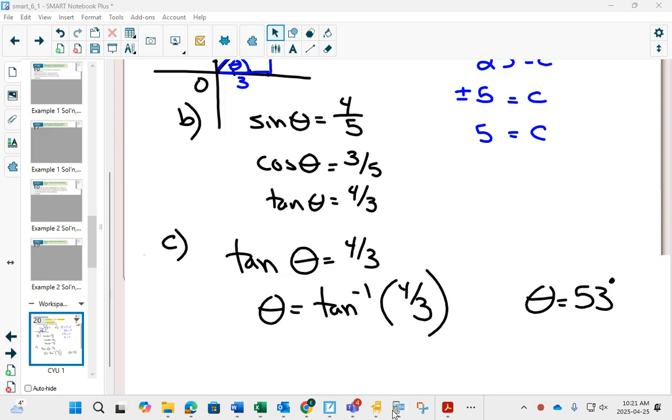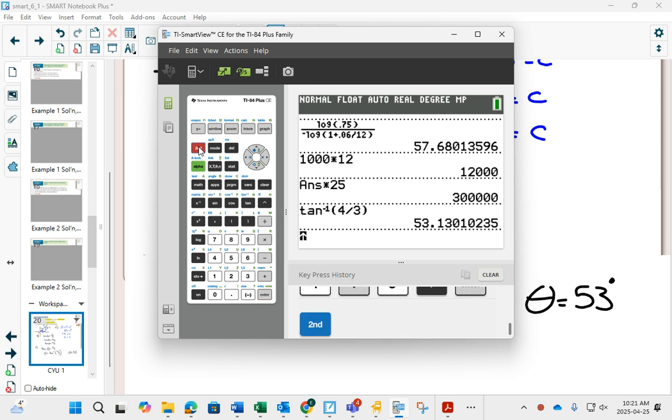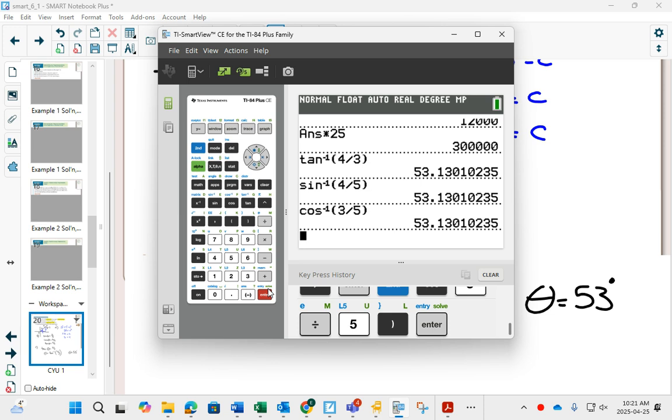Check this out though, because I know that some of you didn't believe I didn't make a mistake with the 5. Some of you are still questioning my math. So I'm going to show you that if we did sine inverse, sine was 4 over 5, we get the same answer. And if you did cos inverse of 3 over 5, you get the same answer. Your calculator has all of those angles memorized for every single triangle.